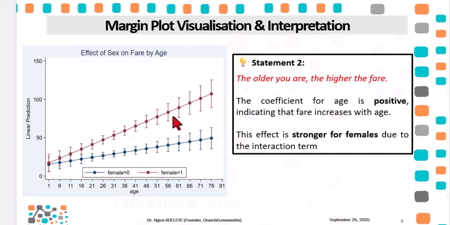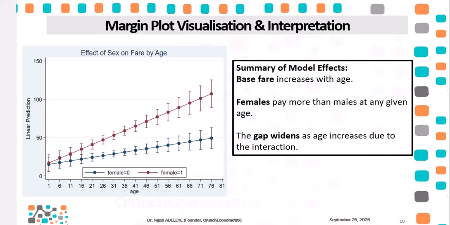That is one statement. Let's look at the second statement I got from these plots. I said the older you are, the higher the fare. Which makes sense, because I'm able to see that as you are growing older, your fare is increasing. The age coefficient is positive, indicating that fare increases with age. And we can see that this effect is stronger for females. It appears that as you are getting older as a female, your fare is more for whatever reason, because that is what we are seeing in this graph. So the older you are, the higher the fare.